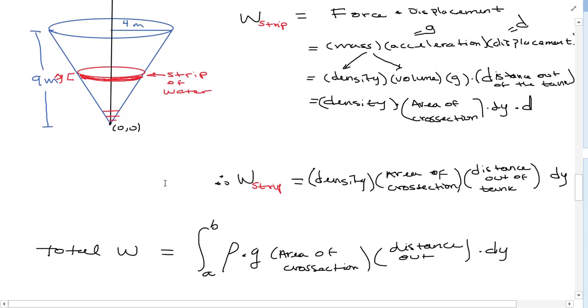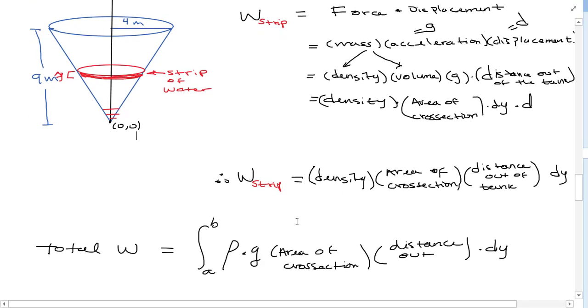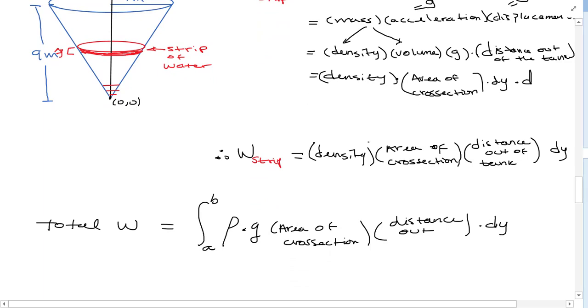Since the tank is full, we're emptying the entire tank. So my integral is going to go from 0 to the top of the tank, which, since the tank is 9 meters tall, will be 0 to 9. We know the density, and we know gravity. Oops, I forgot the gravity over here. And the area of the cross section, what is this? This is a circle, so the area of a circle is pi r squared. And then the thickness of that is our dy, so I already have that incorporated in the integral. What we need to do then is find r in terms of y.